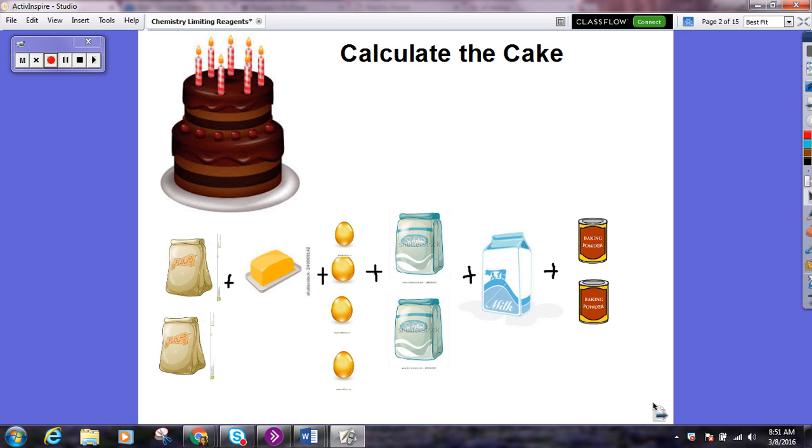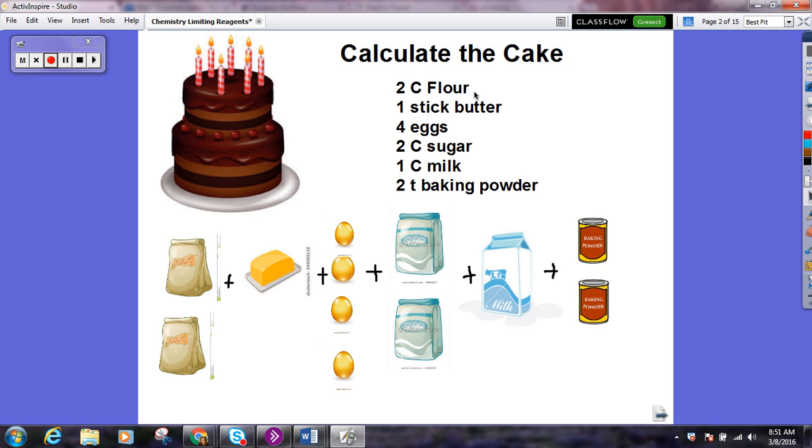So let's start with a really simple example. We're going to talk about calculating some cake. Cake basic recipes are flour, butter, eggs, sugar, milk, and baking soda. So let's look at our particular recipe. Our particular recipe is here: 2 cups flour, 1 stick butter, 4 eggs, 2 cups of sugar, 1 cup milk, and 2 tablespoons of baking powder.